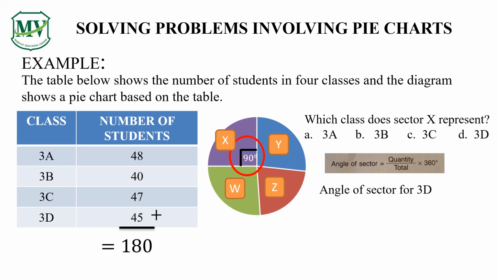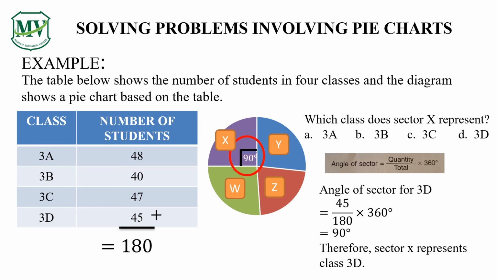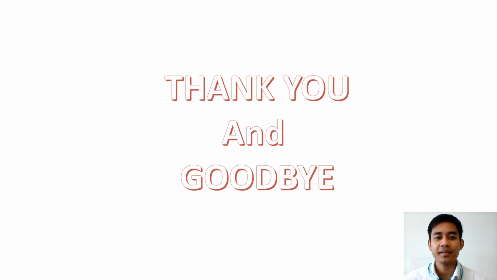Now, let us try class 3D. The number of students in class 3D is 45. So we will have 45 divided by 180 times 360 is equal to 90 degrees. The angle of sector for 3D is equal to 90 degrees. So that means sector X represents class 3D. And that is the end of this video.